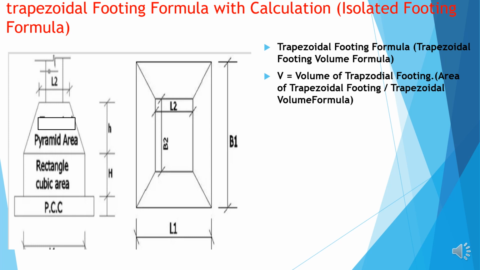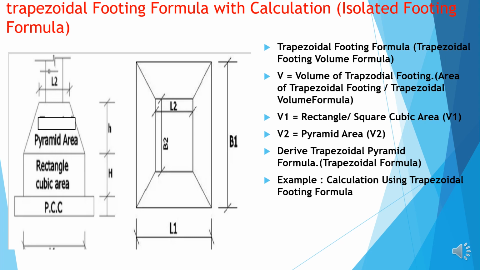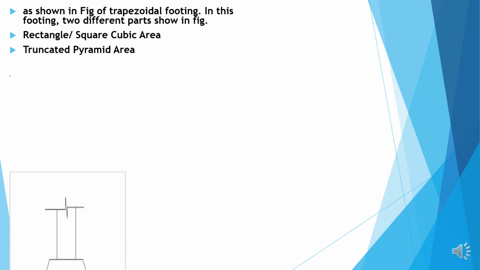Trapezoidal formula. V is equal to volume of trapezoidal footing. V1 is equal to rectangular portion of the footing. V2 is equal to pyramid portion. Derive the trapezoidal formula. Example, calculation as shown in the figure. There are two different parts in the figure. A rectangle, that is a cubic area, then there is a pyramid area.